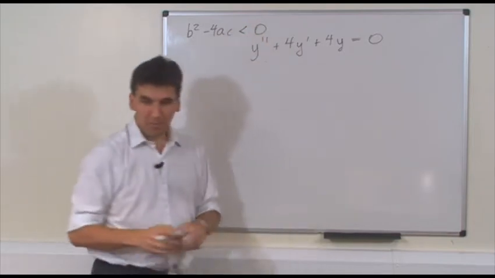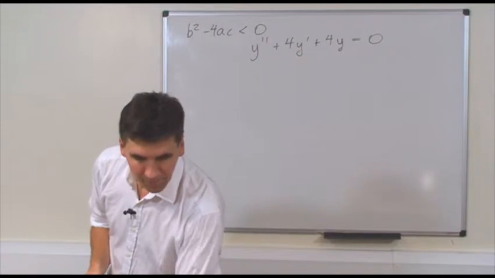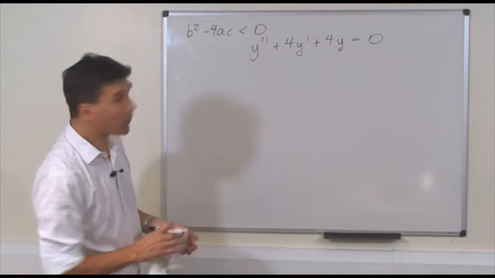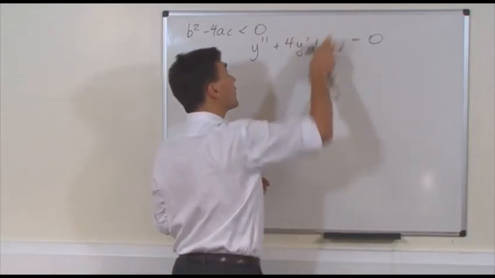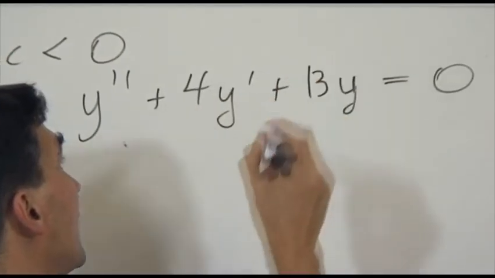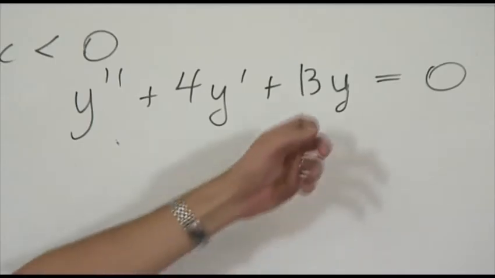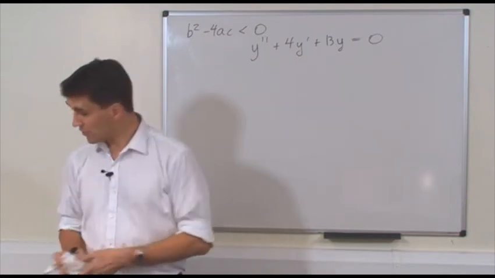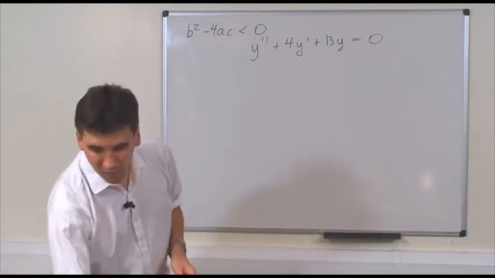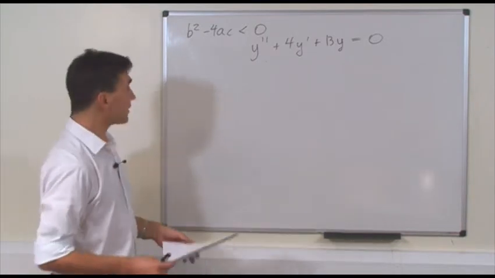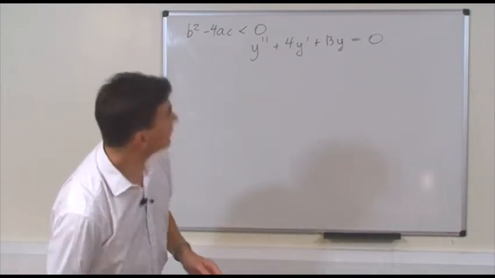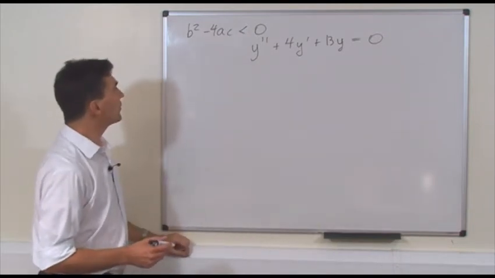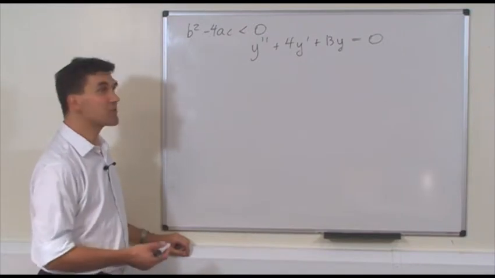And as an example, we'll take y double prime plus 4y prime plus 13y equals 0. These numbers that I've been putting in here have been chosen just to make everything work out in integers. So there's no real reason for choosing them other than the answers that they give are a bit nice, not too bad to write down. All right, so let's proceed as we've done before.